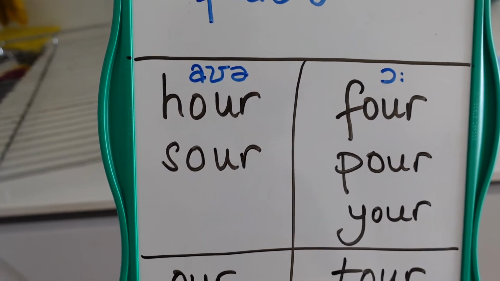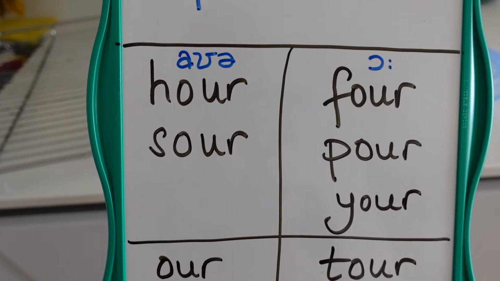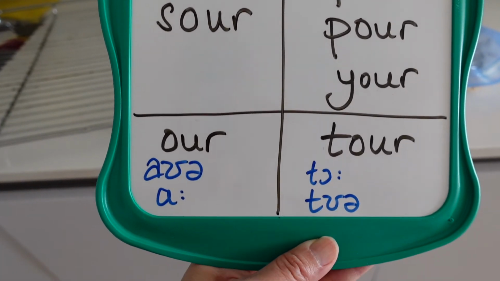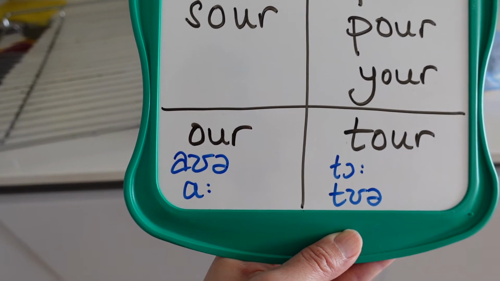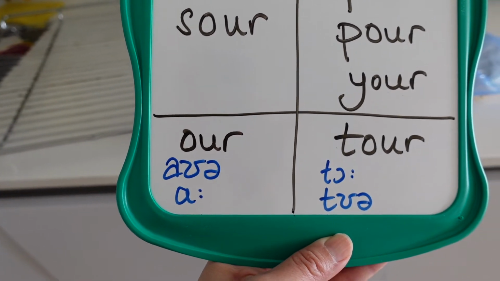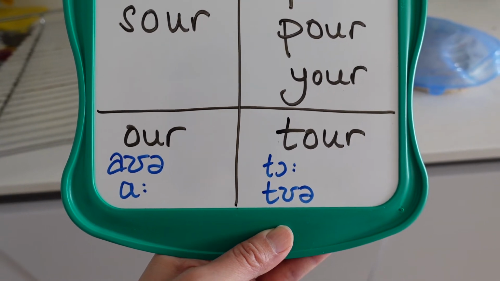For, pour, and your. We also have these other words in the same group. Hour, but sometimes we can say ah, especially if we speak quickly. And tour, but some people say tour.